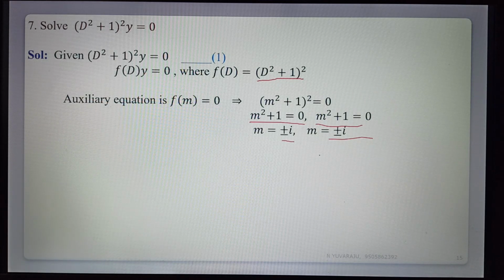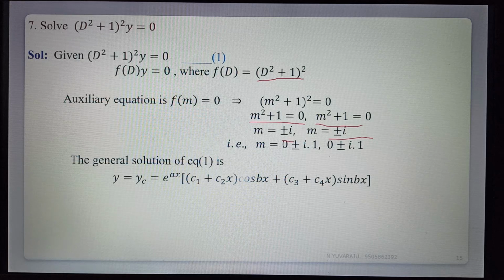Which form here? A plus or minus ib together. A is equal to 0, b is equal to 1 here. Equal roots, that is 0 plus or minus i1 and 0 plus or minus i1. So both complex roots are equal. Solution is e power ax into (c1 plus c2x) cos bx plus (c3 plus c4x) into sin bx.